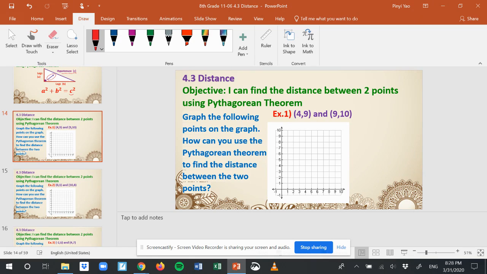So first example, the first point is 4, 9, which is right 4, then up 9, is right here. Second point is 9, 10. So 9, 10 right there. If you're in the graph, you can start finding your A, B, and C. Let's first connect these 2 points.